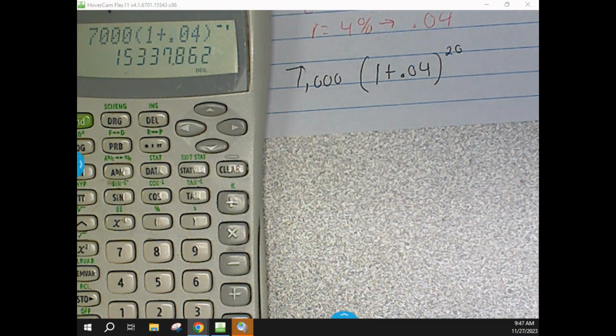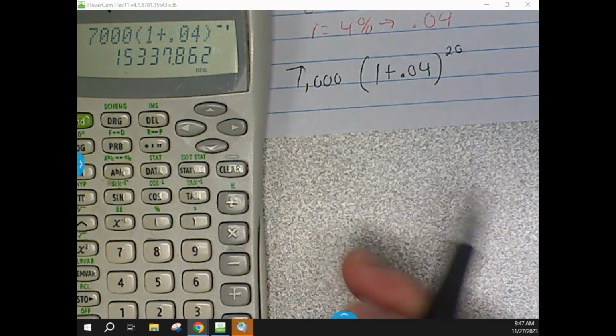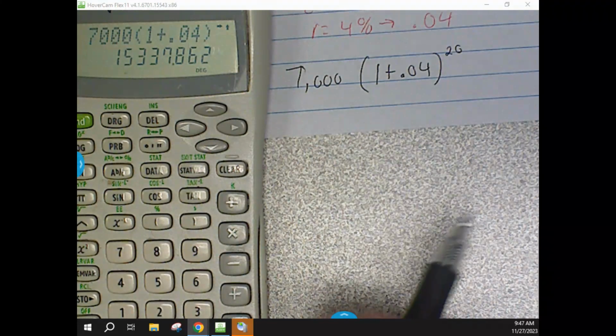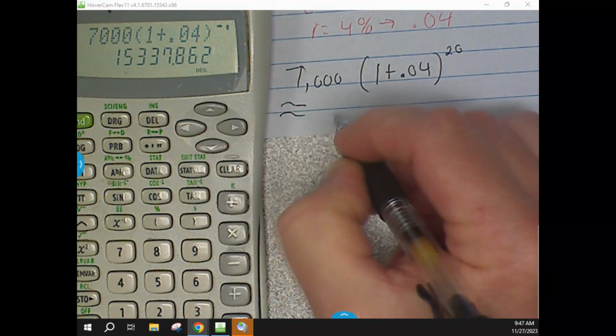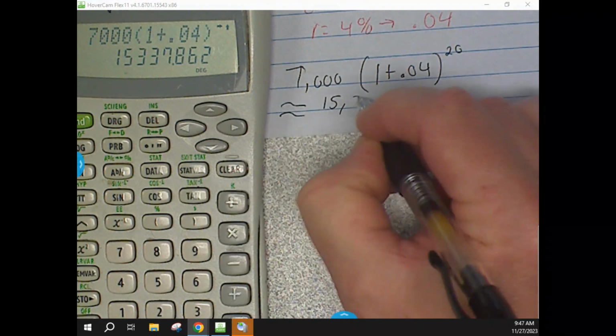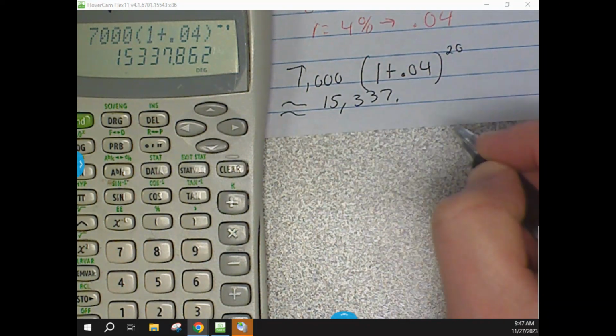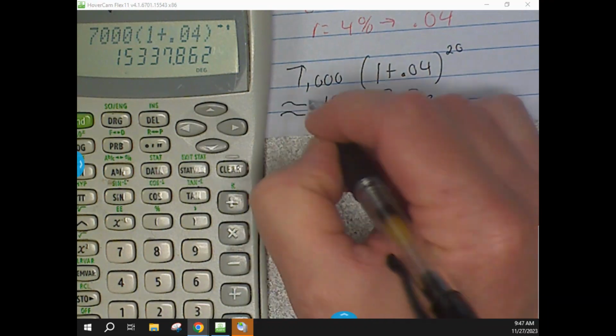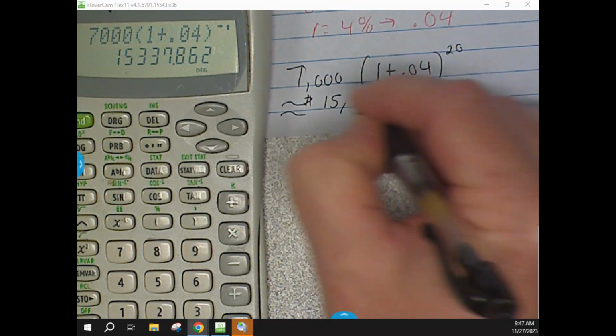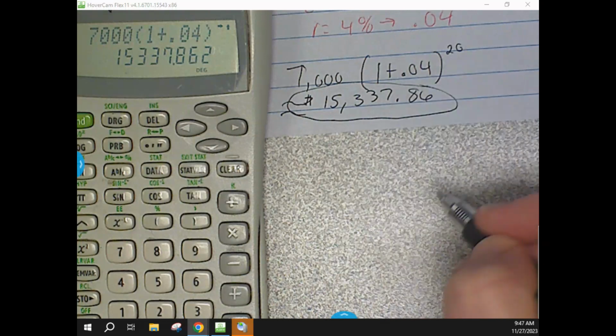Okay. So if you had somebody in your family that was nice enough to give you 7,000, but they said we're going to make it sit for a little while, at 4%, if you let it sit for 20 years, that's going to be $15,337.86. So basically, you double your money there.